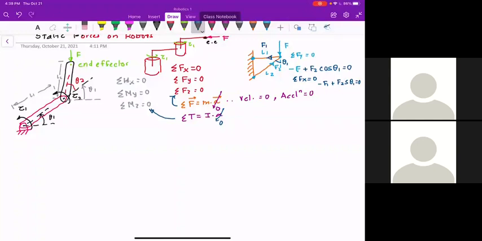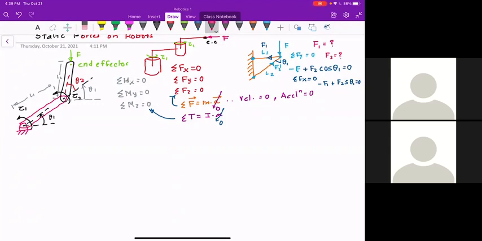And there are two equations and two unknowns. So you can solve these two unknown quantities. You can find out what is the value of F1, and then you can find out what is the value of F2.